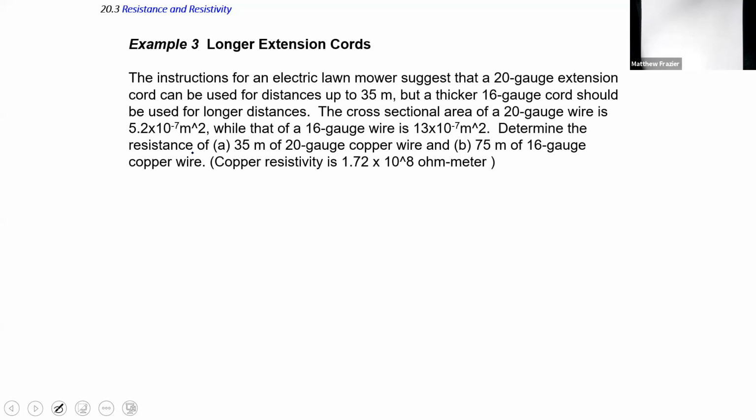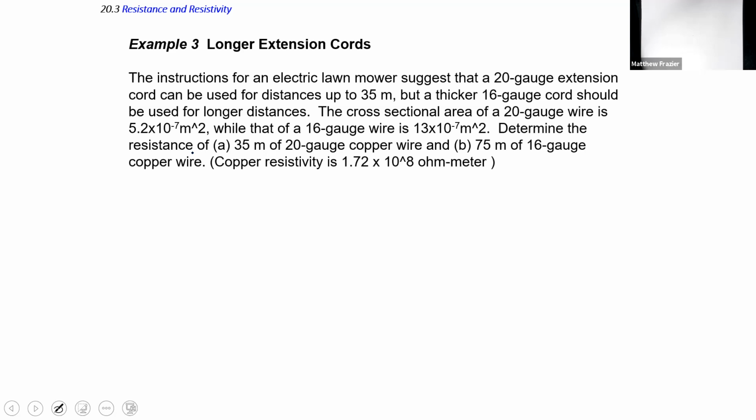All right, here's an example. You want to run a lawnmower that's electric, and you want to know the resistance of the extension cords you could use. When you specify the gauge of a wire, you're specifying the cross-sectional area, but you're doing it weirdly. You're basically saying how many wires can be made from a certain amount of material. So 20 gauge wire means you make 20 wires from a unit of material, which means it's thinner, smaller than a 16 gauge.